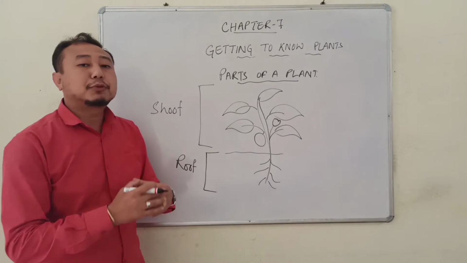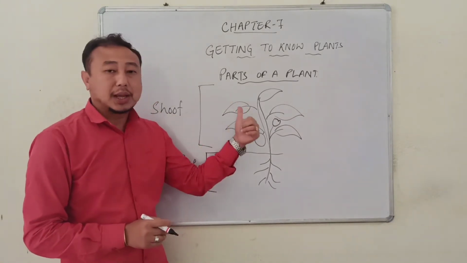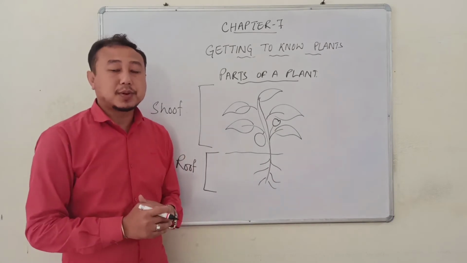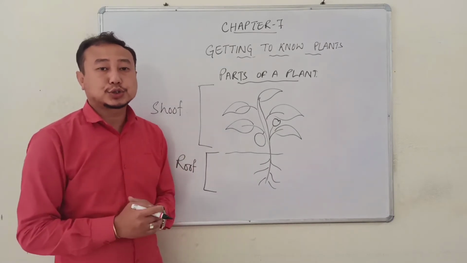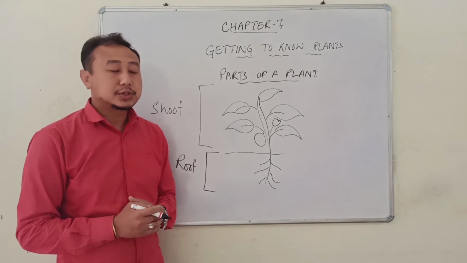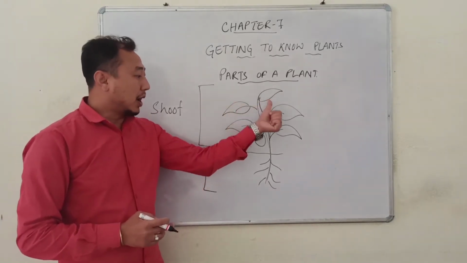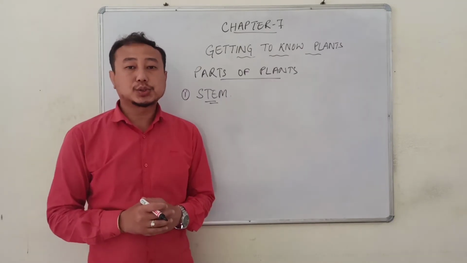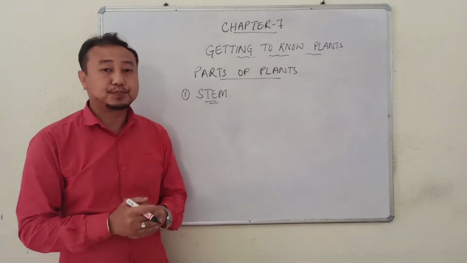The shoot is again made up of different parts: the stem, trunk, leaves, fruits, and flowers. So, these are the parts of the plant that are present in the shoot portion of a plant. Now let us see each and every part of the plant in detail. The part of the plant which we are going to take up first is the stem.